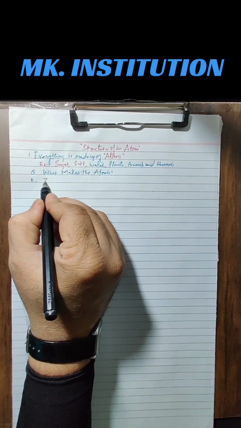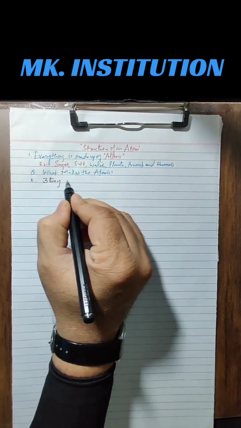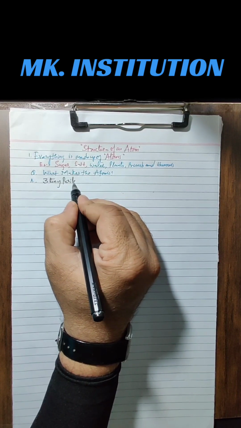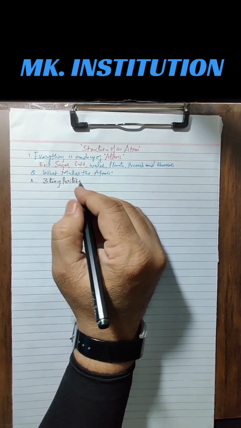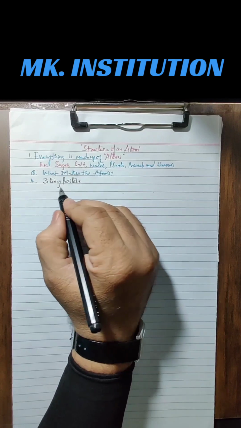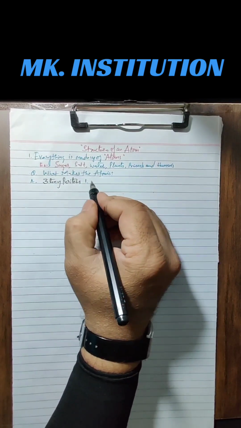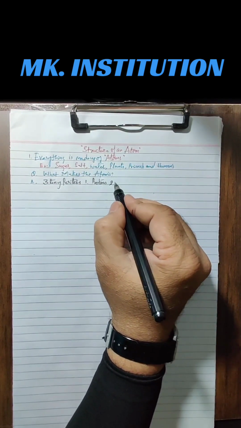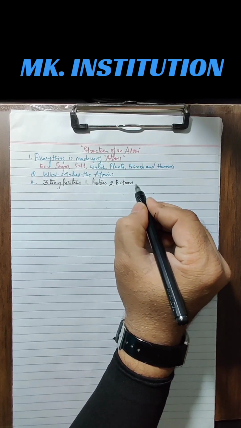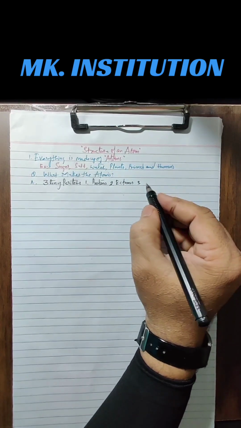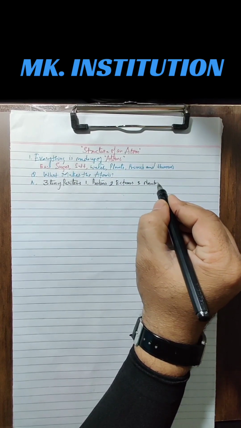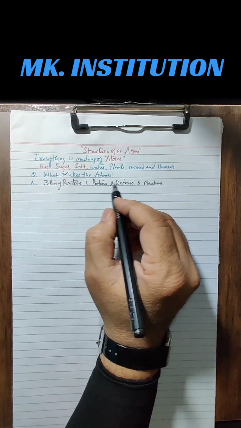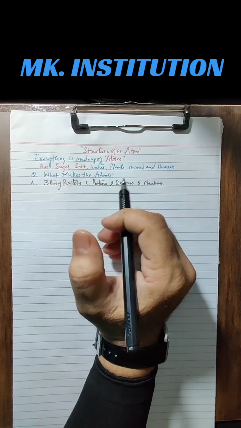Three tiny particles make the atom. What are the three tiny particles here? The first one is protons. The second one is the electrons, and the third is the neutrons. Clear? These are very tiny, very fine particles, all present in the atom.